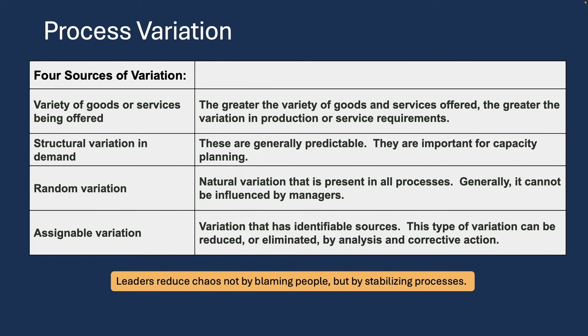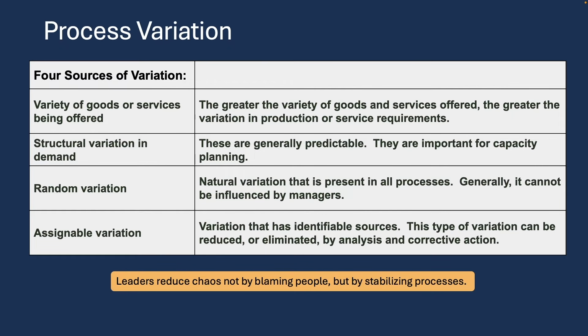Variation can cause delays, shortages, poor quality, and inefficiency. Sources of variation include product variety, structural demand variation, random variation, and assignable variation. When you have a wide variety of goods and services, there is more variation in the process. Structural variation in demand is generally predictable. For example, retail stores know that they will sell significant inventory leading up to Christmas. This is structural variation that can be predicted.